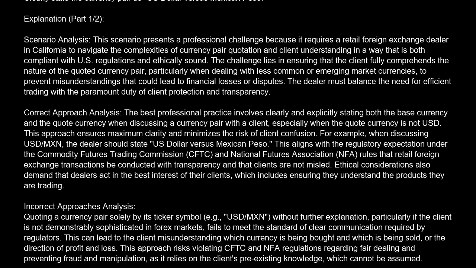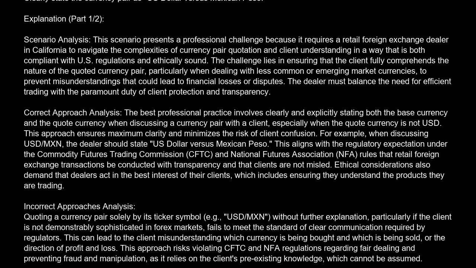Incorrect approaches analysis. Quoting a currency pair solely by its ticker symbol, e.g., USD/MXN, without further explanation, particularly if the client is not demonstrably sophisticated in Forex markets, fails to meet the standard of clear communication required by regulators. This can lead to the client misunderstanding which currency is being bought and which is being sold, or the direction of profit and loss. This approach risks violating CFTC and NFA regulations regarding fair dealing and preventing fraud and manipulation, as it relies on the client's pre-existing knowledge, which cannot be assumed.